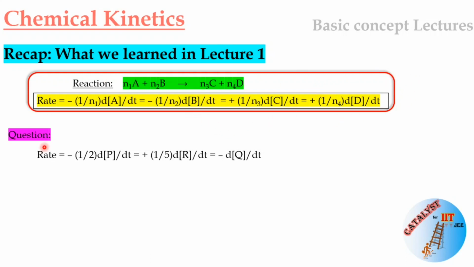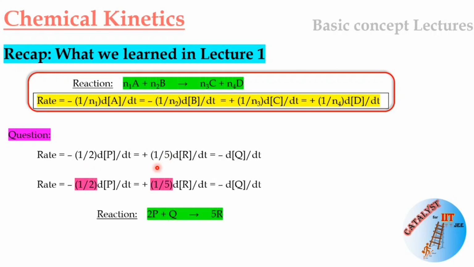And after understanding this concept, let us solve a small question where the rate is given as minus 1/2 dP/dt, plus 1/5 dR/dt, and minus dQ/dt. Now let us look very closely at where the signs are different, negative and positive. These negative signs clearly tell that P and Q are your reactants and R is the product. And the coefficient 1 by 2 here and 1 by 5 here clearly tell you that the coefficient of P in the reaction equation will be 2, and for R the coefficient is 1 by 5 here, so the coefficient of R will be 5 in the reaction, correct? But here the coefficient is 1, so for Q it will be simply 1. So the complete reaction equation will be 2P plus Q gives 5R.